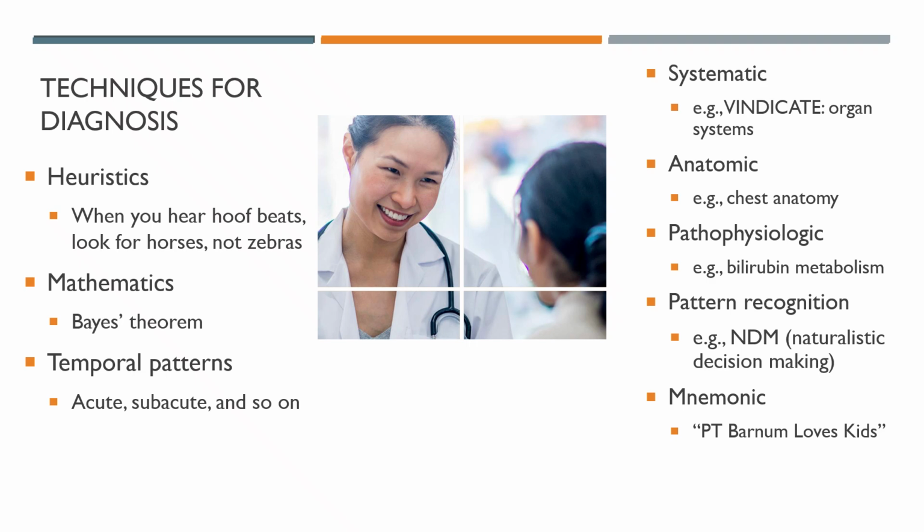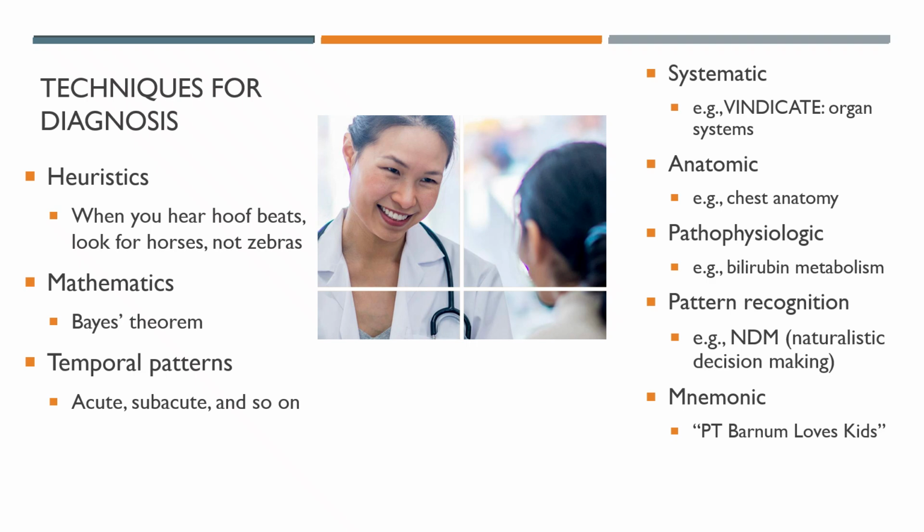I want to jump into techniques for diagnosis. Clinicians use a variety of approaches to move from raw patient data to a working diagnosis. Each of these techniques reflects a different way of organizing information, testing hypotheses, and making decisions under uncertainty. Heuristics, simple mental shortcuts. For example, when you hear hoofbeats, you think horses, right? Not zebras. Clinicians start off with the most common causes before considering rare ones.